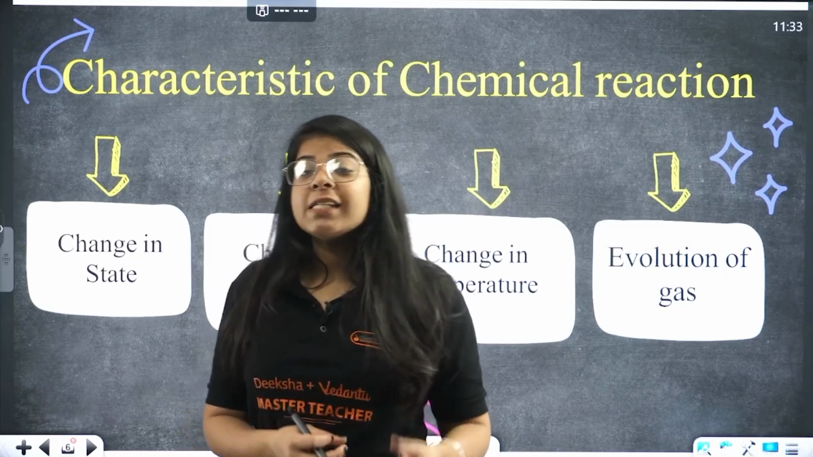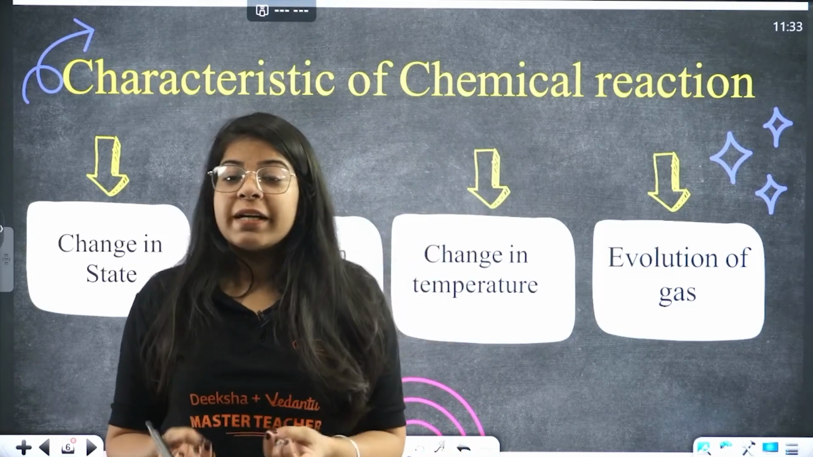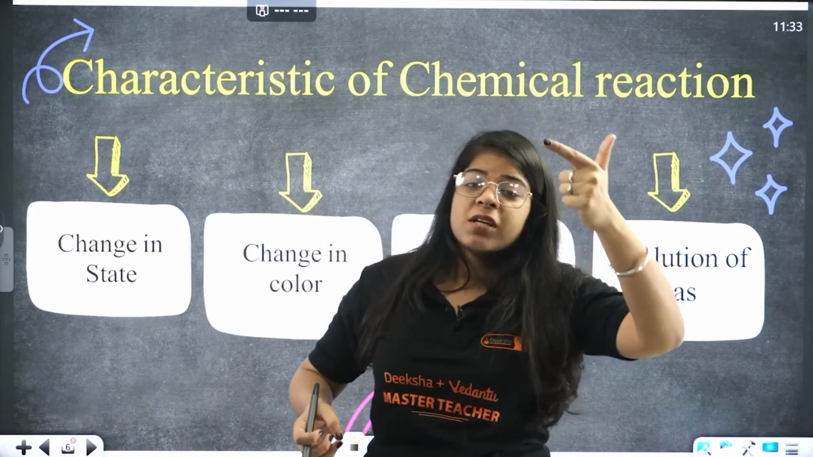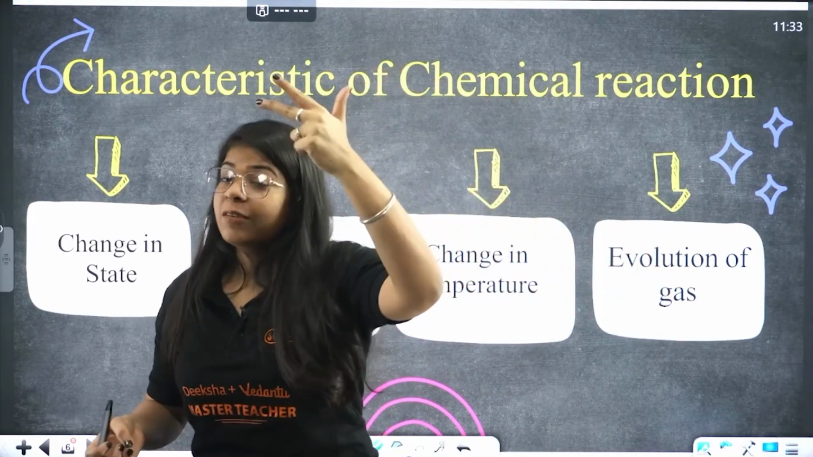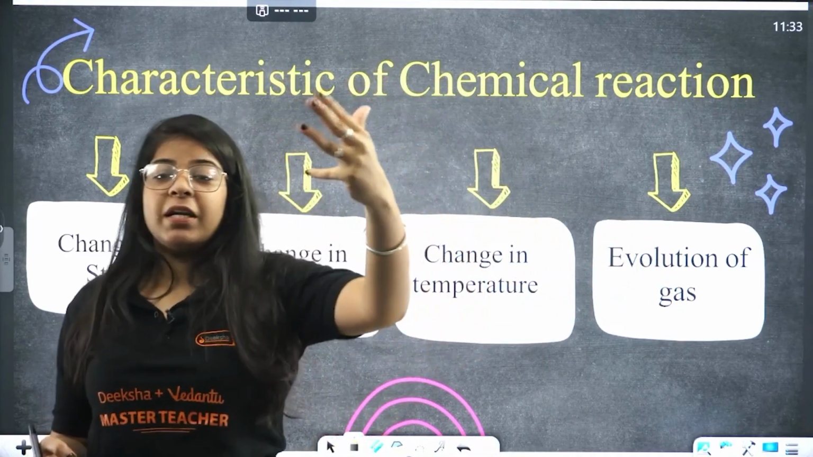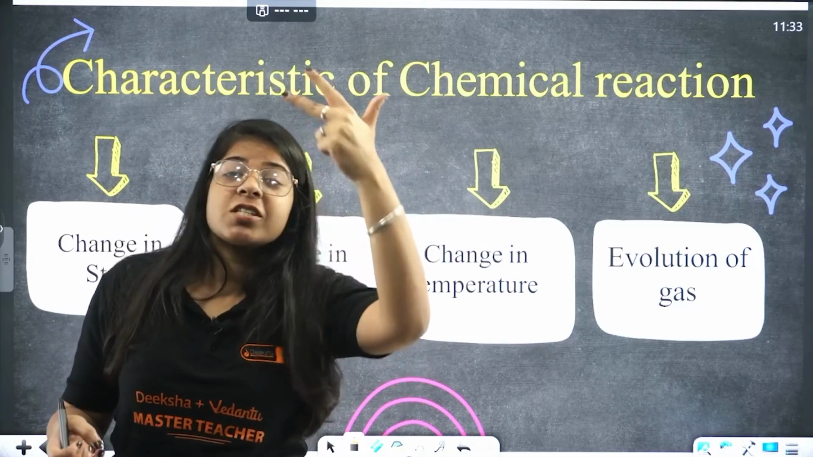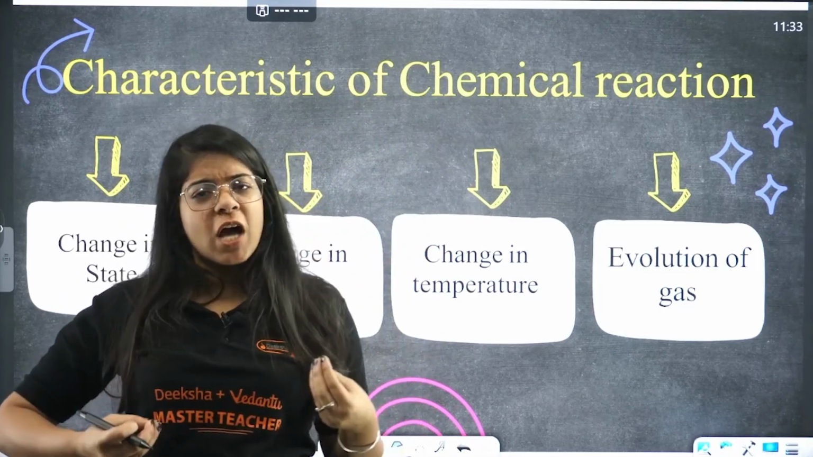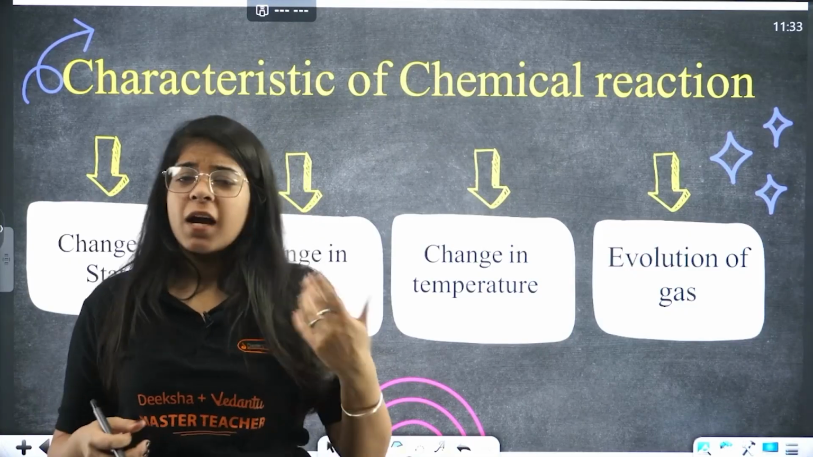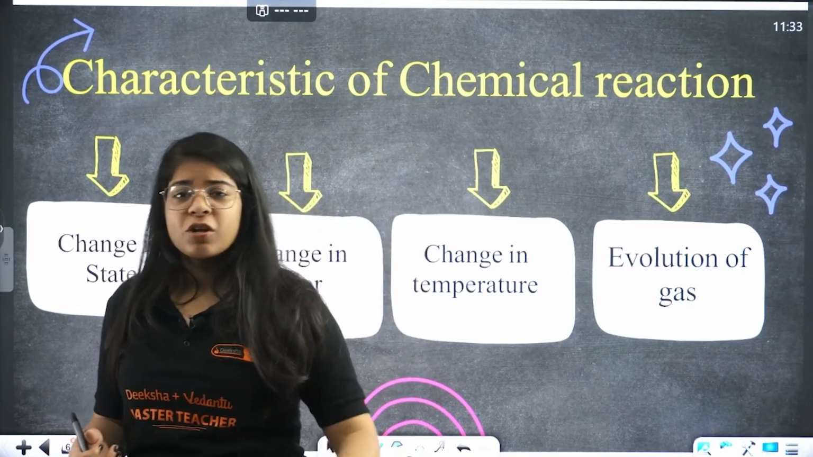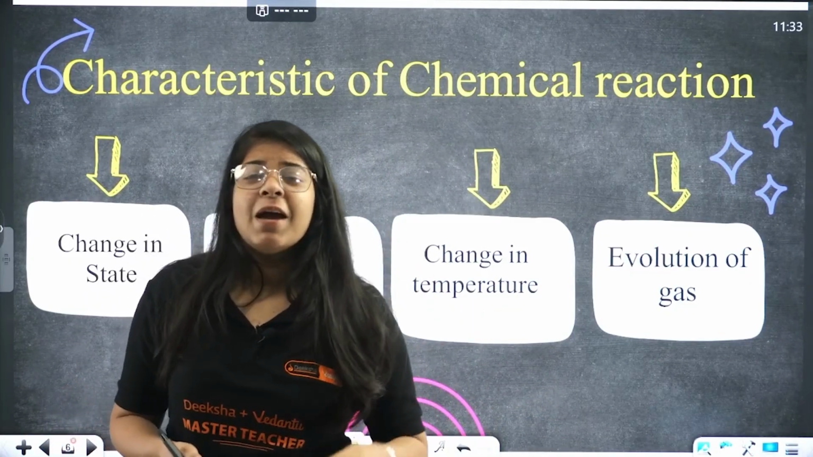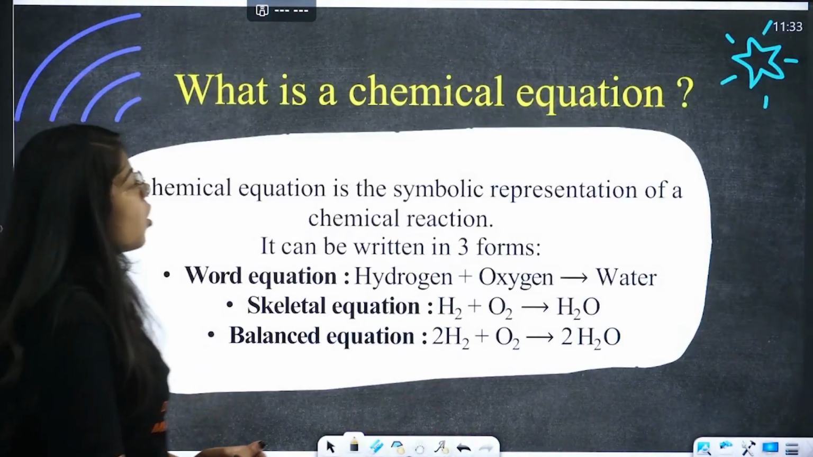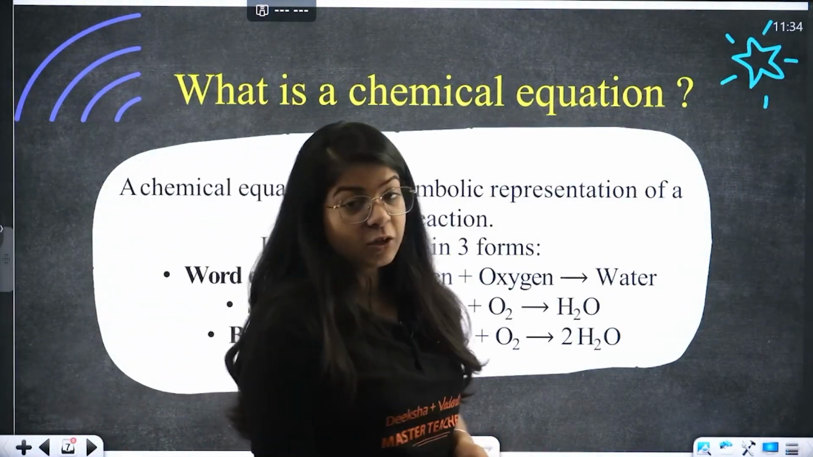So these are some of the characteristics of a chemical reaction. What are the characteristics? Change in state, change in color, change in temperature, evolution of gas. Understood? And keep thinking about chai. What's happening in chai? Color is changing, temperature is changing, evolution of gas will happen at some other time. Okay, next, moving on to what is a chemical equation.